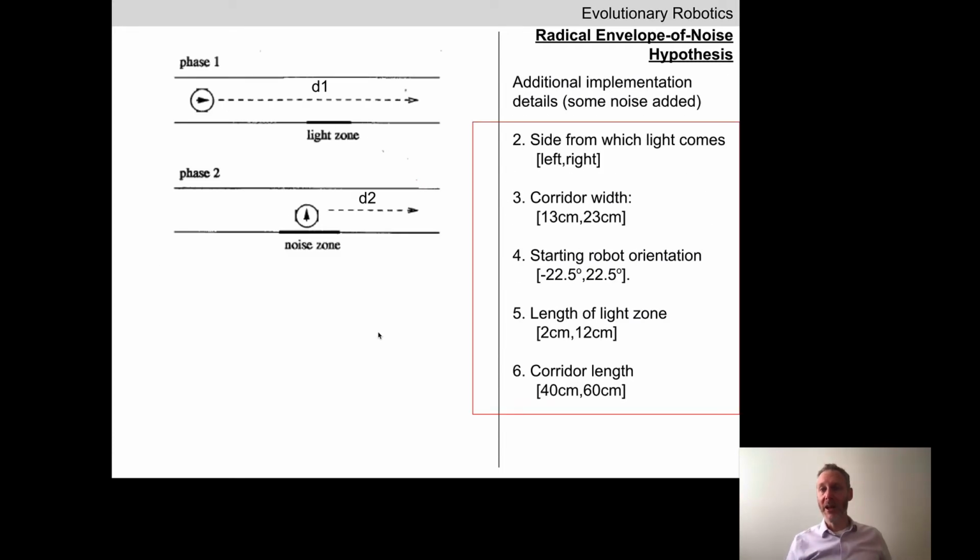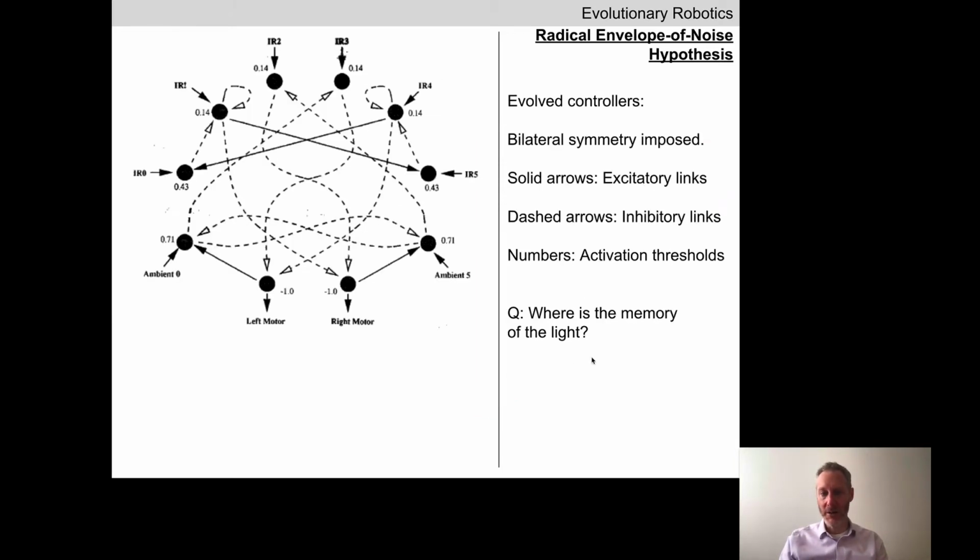Okay, they also sprinkled noise on other parts of the simulation. What do I mean by sprinkling noise? Well, they slightly varied during evolution lots of aspects of the simulation, such as which side of the stem of the T the light comes from, the width of the corridor, the starting orientation of the robot as it points up the stem of the T, and so on.